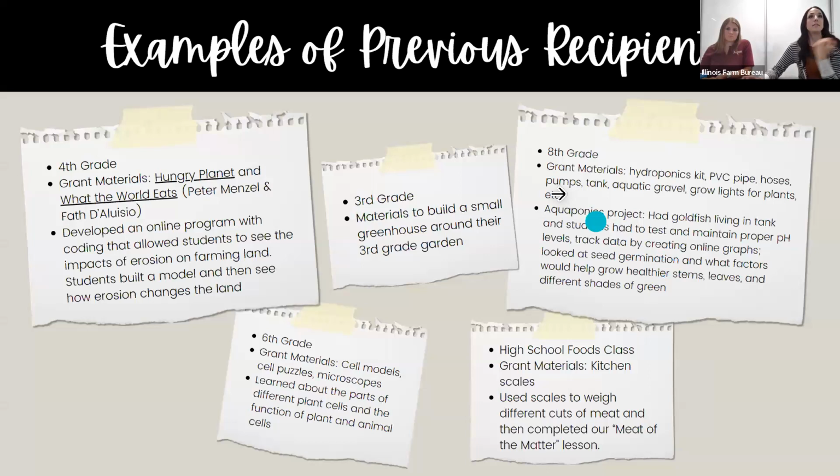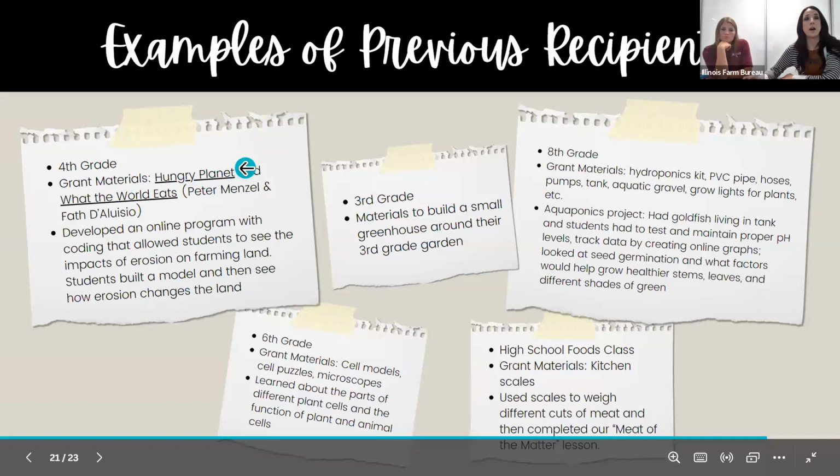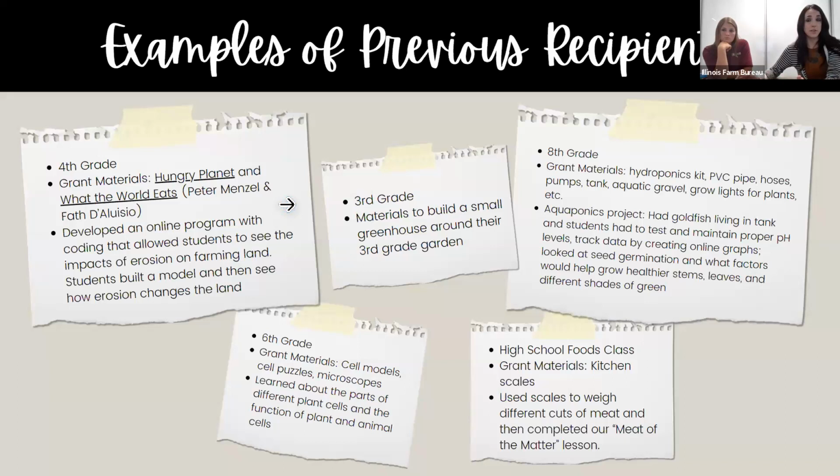On this slide, I'm just going to highlight some of these. This is a range of different age groups. And so over here, we had The Hungry Planet as one of our book grant books. You can get books with the money for this if it's not part of the book grant, or you're not applying for the book grant, or you're at an age group level where you just want something different.